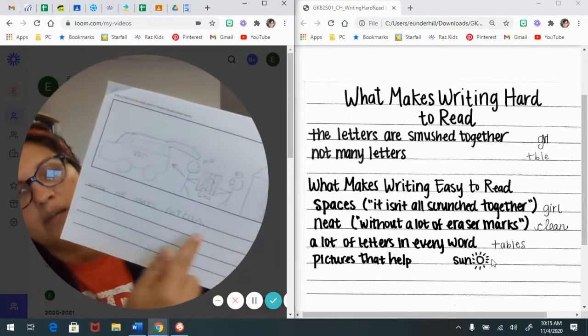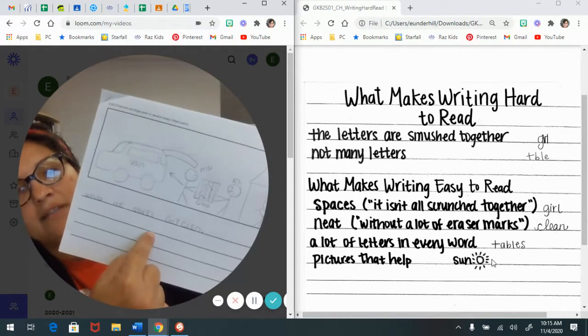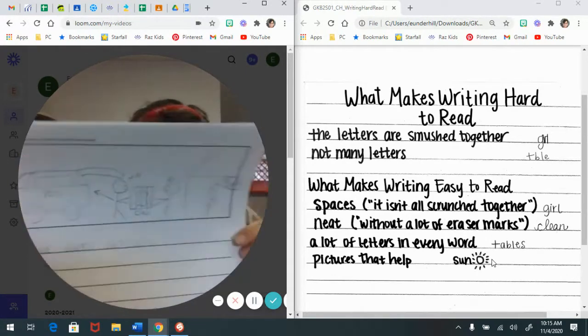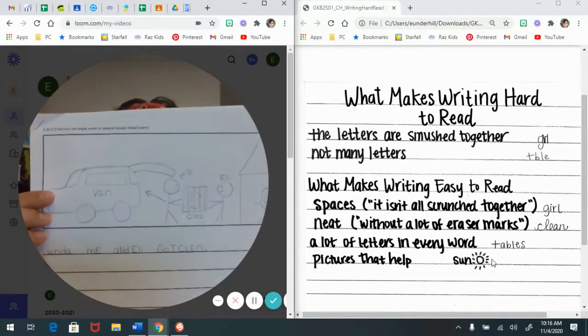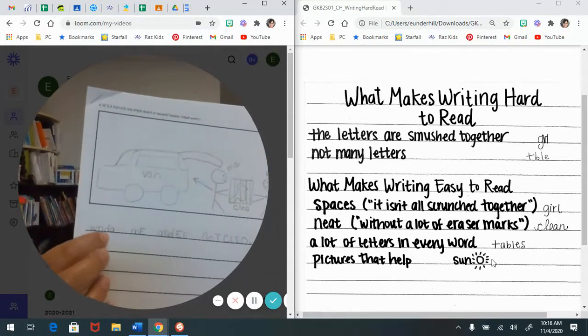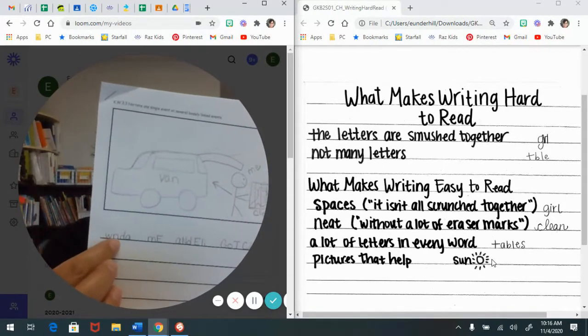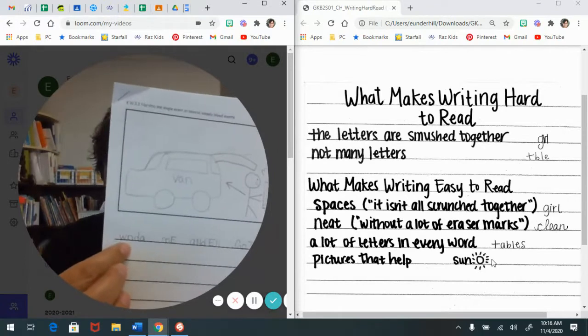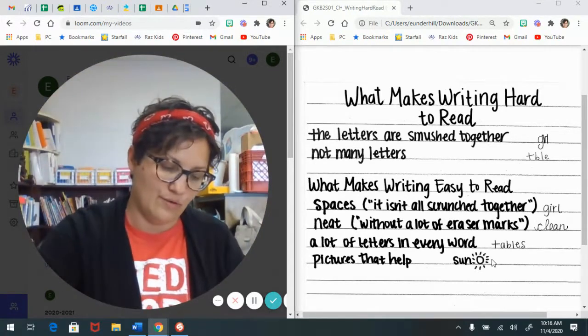But I wanted to point out that I have some words scrunched together. You see that right here? I put one day. I didn't leave a space between those two, and everything's kind of running together. So I'm going to erase that and fix that real quick.